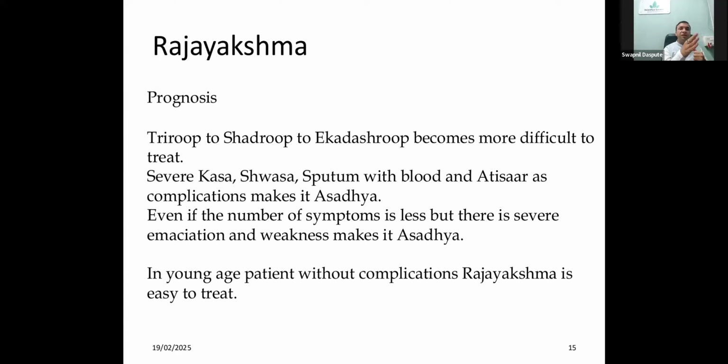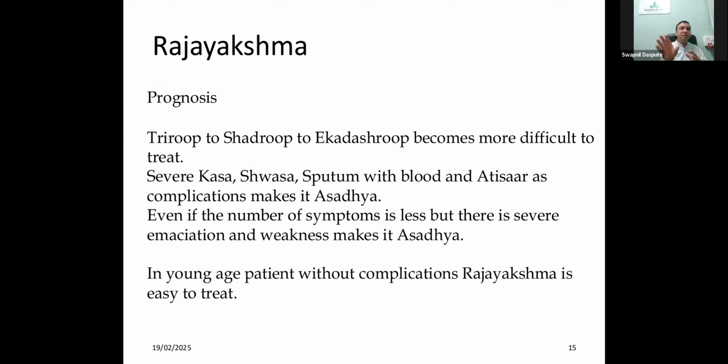So I was saying severe kasa, when there is severe shwasa, sputum with blood, and atisara. So when there is atisara, which means the body is now releasing whatever it has along with it, then it is an indication that the patient is becoming more and more serious and cannot be really treated with just medicine.